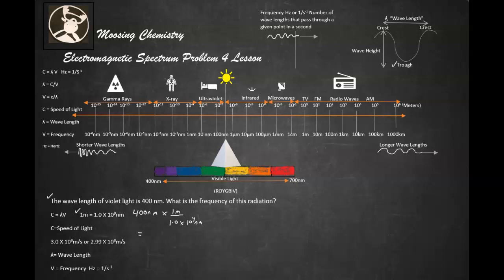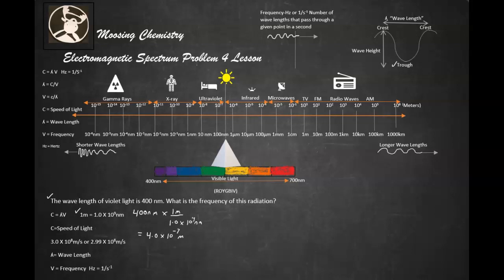When we do that, we get the answer to be 4.0 times 10 to the negative 7 meters.